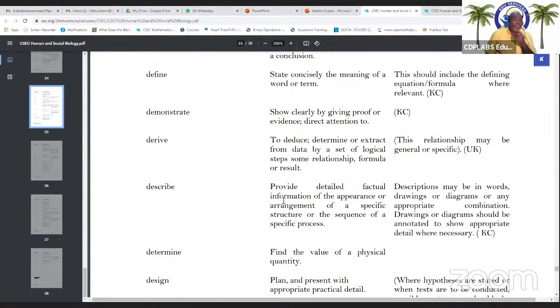Now, when they ask you to describe something in the exam, they want you to provide detailed factual information of the appearance or the arrangement. So let's list them one by one, because when we read words bunched up together, sometimes the understanding does not come so clear. So when you provide detailed factual information, of what? The appearance, arrangement of a specific structure, or the sequence of a specific process.